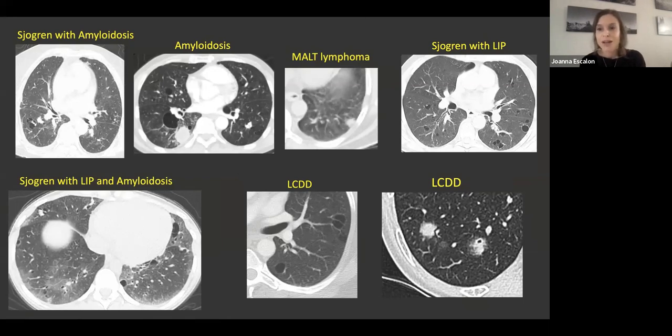So what I tell my residents is, when you're studying for the boards, if the question says Sjogren's and shows you cysts, you say LIP. That's the board's question. But in real life, just keep your mind a little more open and think of these other things. And very importantly, if you see a nodule that's increasing more steadily in these patients, then think of lymphoma, because they do have a relatively high lifetime risk of having lymphoma.